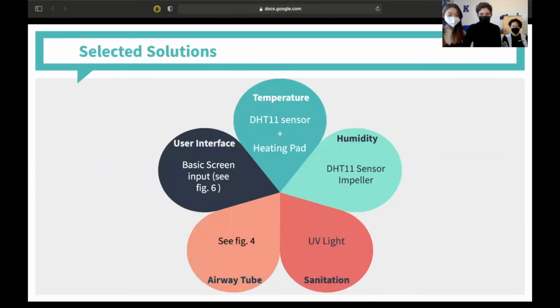The result is, for our temperature decomposition, we had a DHT11 sensor, the same as the humidity sensor, plus a 5-volt heating pad to connect to an Arduino. For the humidity, we have the same DHT11 sensor, with an impeller or an atomizer that comes from an old humidifier we used. For sanitation, we tried to use a UV light to help purify the water. And the user interface, which is a basic screen, and the airway tube are represented through figure 6 and figure 4 before in the slideshow.